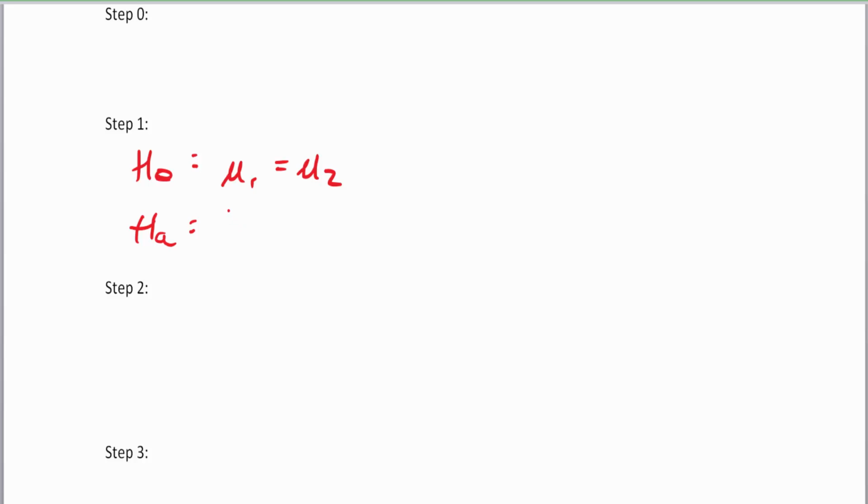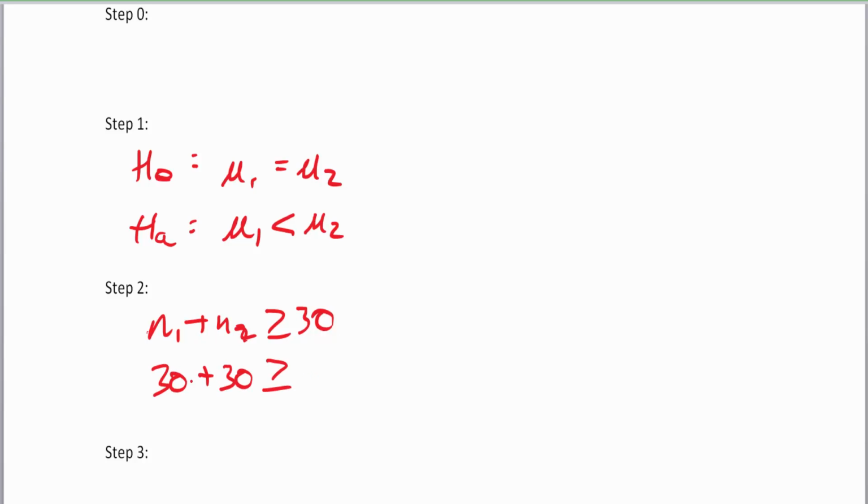Now, it says, does it indicate that engine 2 has a higher RPM than engine 1? Well, it sure looks like it. I mean, 1600 is greater than 1500, but we should still run tests to see if it's statistically significant. So here's our mu1 less than mu2, because mu2 is bigger than mu1. Our step 2, our n1 plus n2 is definitely greater than or equal to 30, because we have 30 in one of the 2 groups, so of course 30 plus 30 is going to be greater than or equal to 30, so we can assume normality.